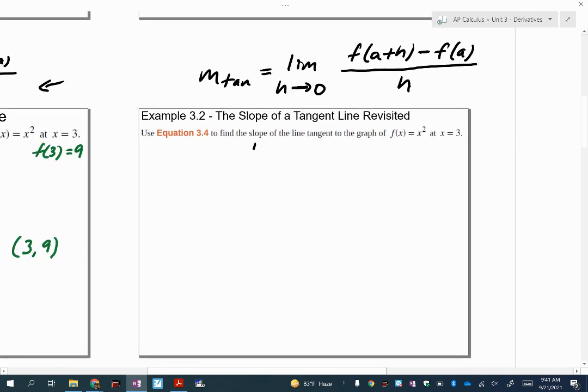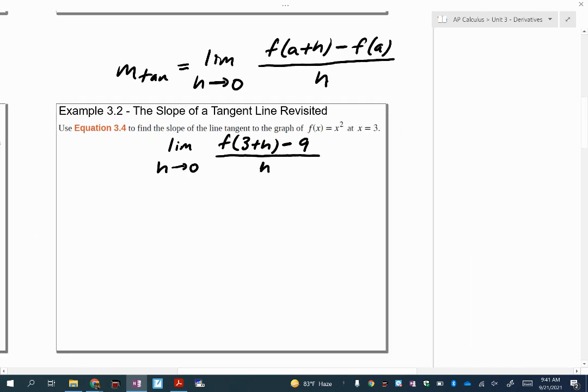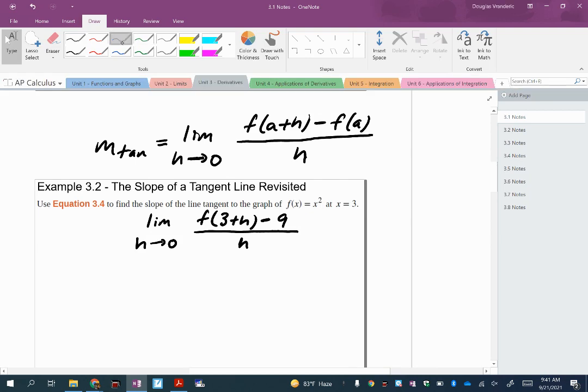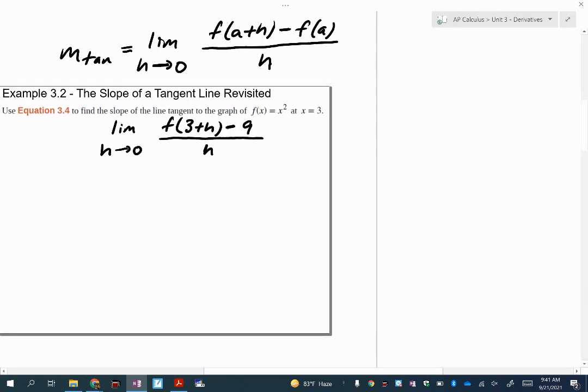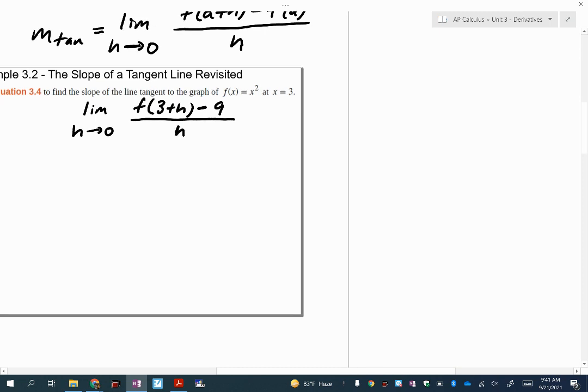So here we go. We've got the limit as h approaches 0 of f of 3 plus h minus f of a, which we already know f of a was 9, all over h. Now I'm going to do a little side work here, and then on your notes, you can do it underneath. I'm going to do it to the side, but you can do it underneath on your paper. So I'm going to do 3 plus h squared, right? I have to do f of 3 plus h, so I'm plugging that in for x.